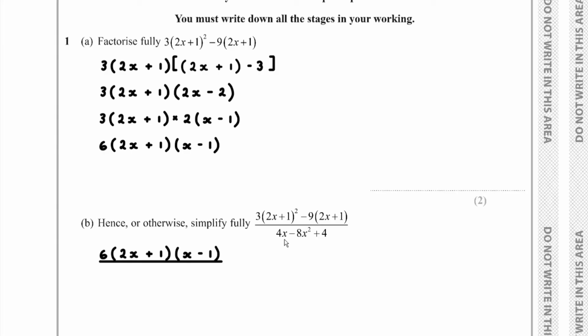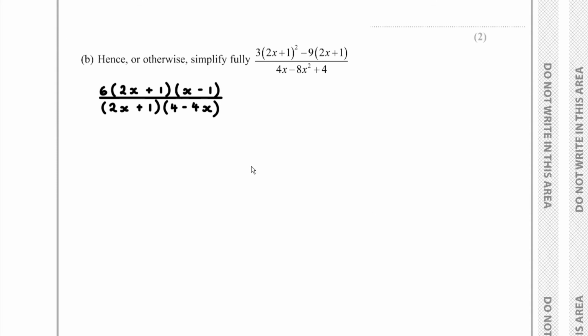And for the denominator, we can factorise 4x subtract 8x squared plus 4 as (2x plus 1) multiplied by (4 subtract 4x). So the numerator stays as it is, 6 multiplied by (2x plus 1) multiplied by (x subtract 1), and we still have this 2x plus 1, and the 4 subtract 4x, I can factorise out a 4, and I can also factorise out a negative 1, so I have minus 4, and then minus 4 multiplied by (x subtract 1) gives us 4 subtract 4x.